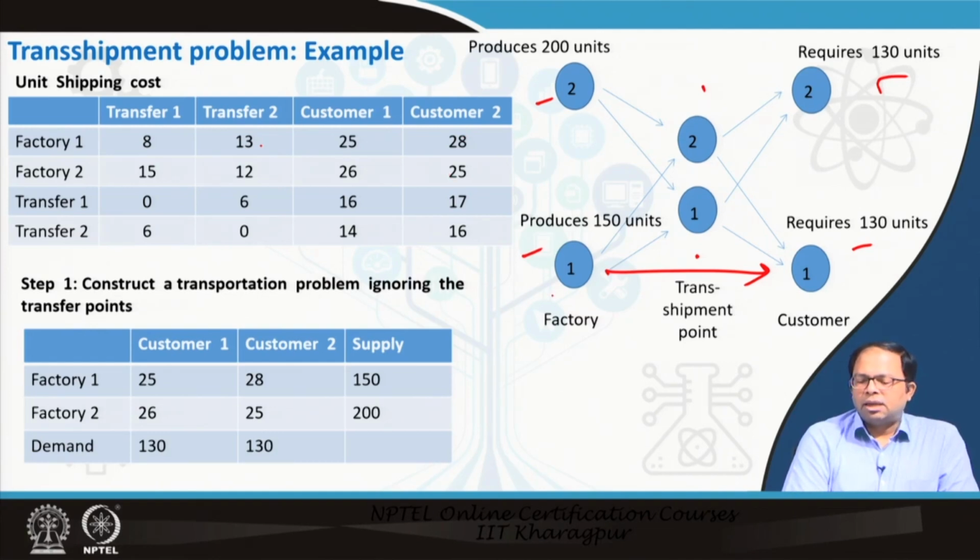We also know the supply and the demand part. And then we have to construct a transportation problem ignoring the transfer point. So this is the first step. So we now convert it into a transportation problem.